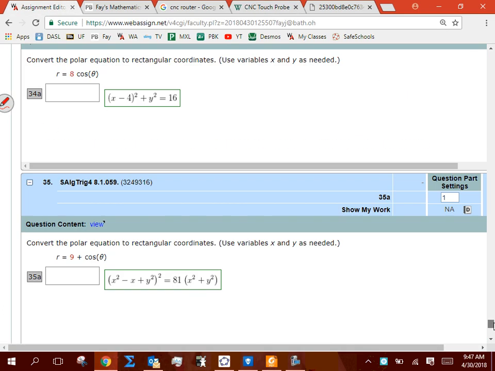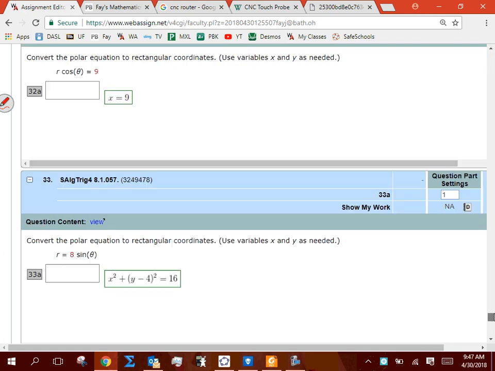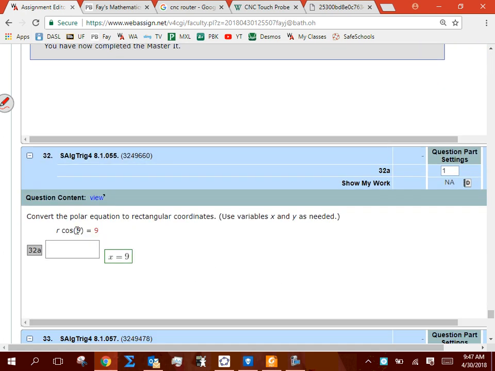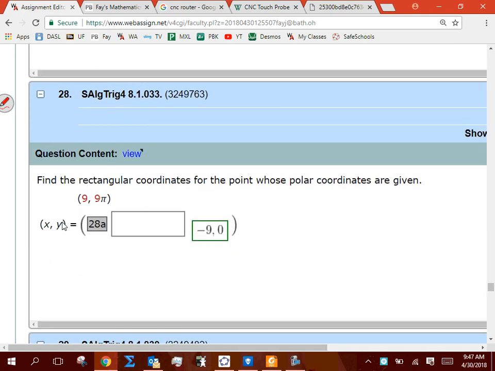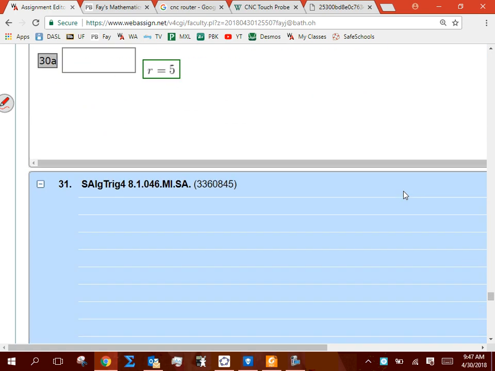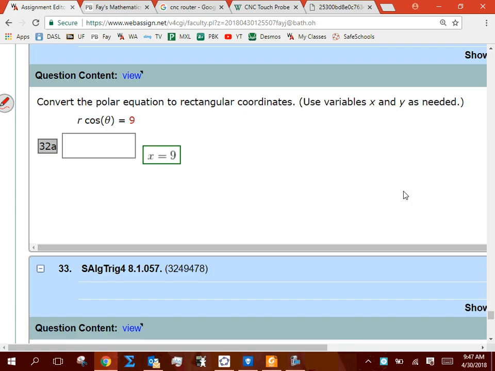They were towards the end. This one here, question 32. r cosine theta equals 9. Hopefully, we look at that. r cosine theta equals 9. Well, isn't that x right away? Make that direct substitution. I get x equals 9.